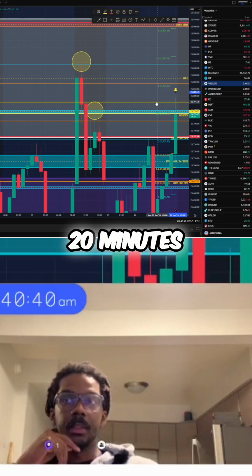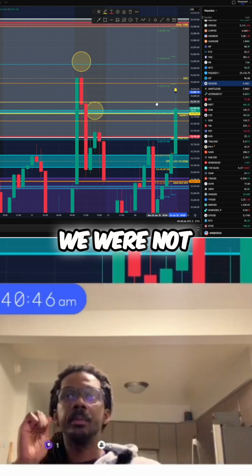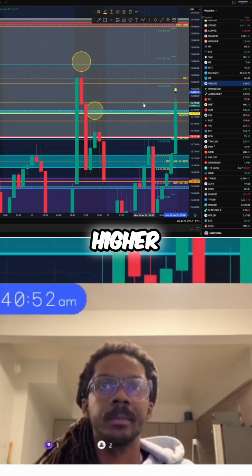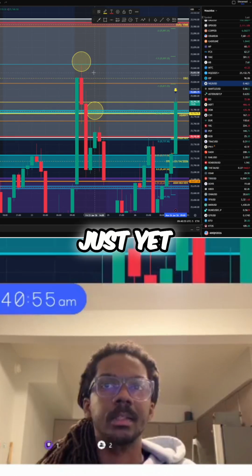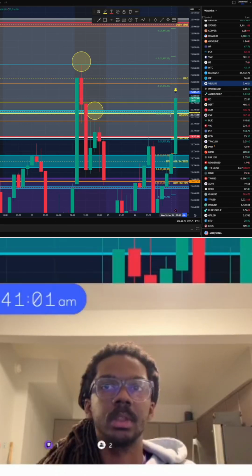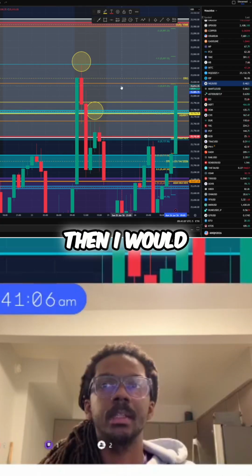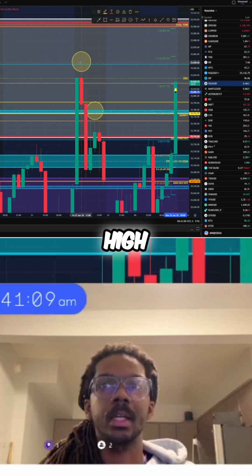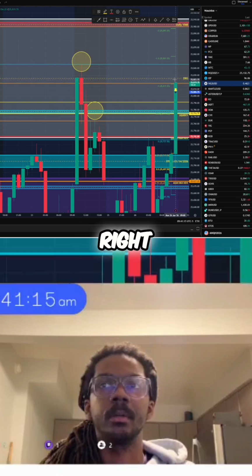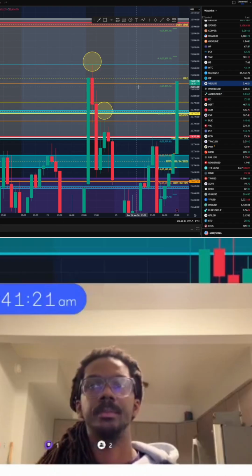So we still have 20 minutes for this candle to close. All right, notice how we didn't take a trade, but we're not inside of a choppy market. We're not over leveraged trying to take the buy hoping that it's going to go higher. We don't know if it's going to go up here and take out this high just yet. We really need to see how this 1 hour candle is going to close. If this body closes above this swing high, then I would say yes, we're definitely going to go up here and take out this high. But if it doesn't, it could just be creating more liquidity going up here. It could just touch this midpoint of this opening range gap again and then come right back down.